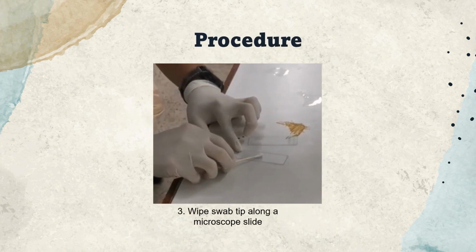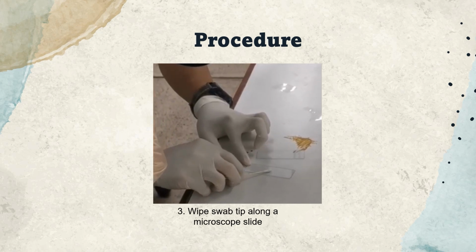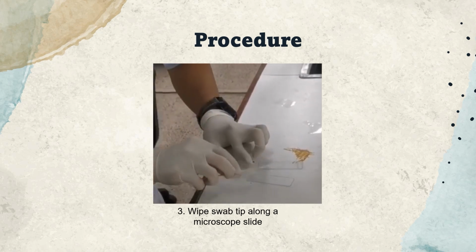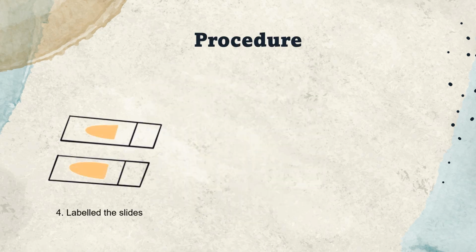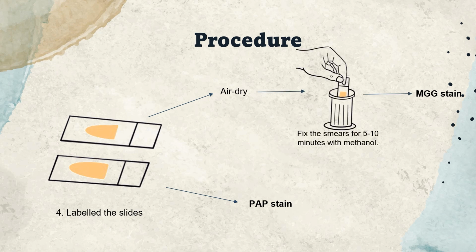The swab was smeared along the microscope slide. After labeling, the slides will be allowed to air dry before staining with Pap stain or MGG stain. For MGG, after air drying, fix the smear in methanol for 5 to 10 minutes.